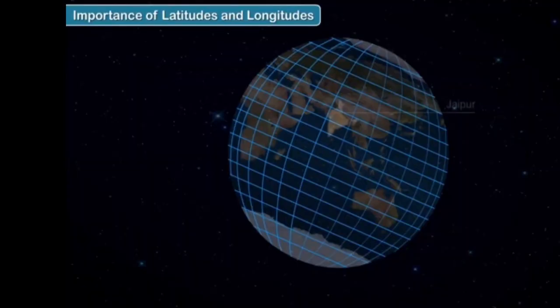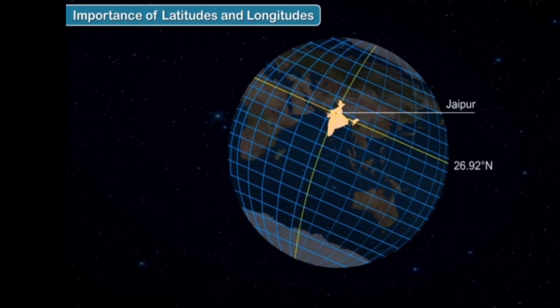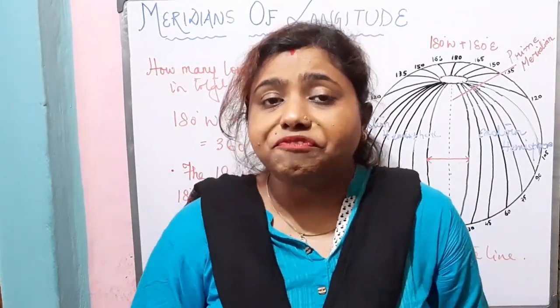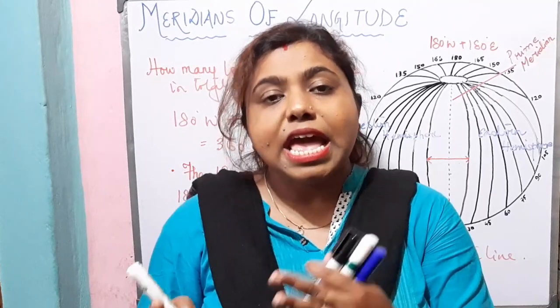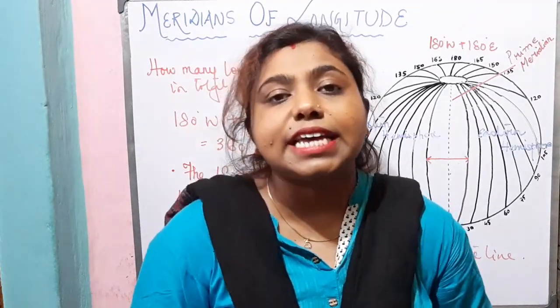For example, locating Jaipur is not difficult at all. What we have to do? We just have to find the latitude and longitude and we will find the exact location of Jaipur. The latitude of Jaipur is 26.92 degree north and the longitude of Jaipur is 75.82 degree east. So with the help of the latitude and the longitude which cut each other at right angles, we can easily locate any place accurately. I hope all of you understood that how can we find the exact location of a place with the help of the network of lines formed by the latitudes and the longitudes, and this network of lines are known as the grid.